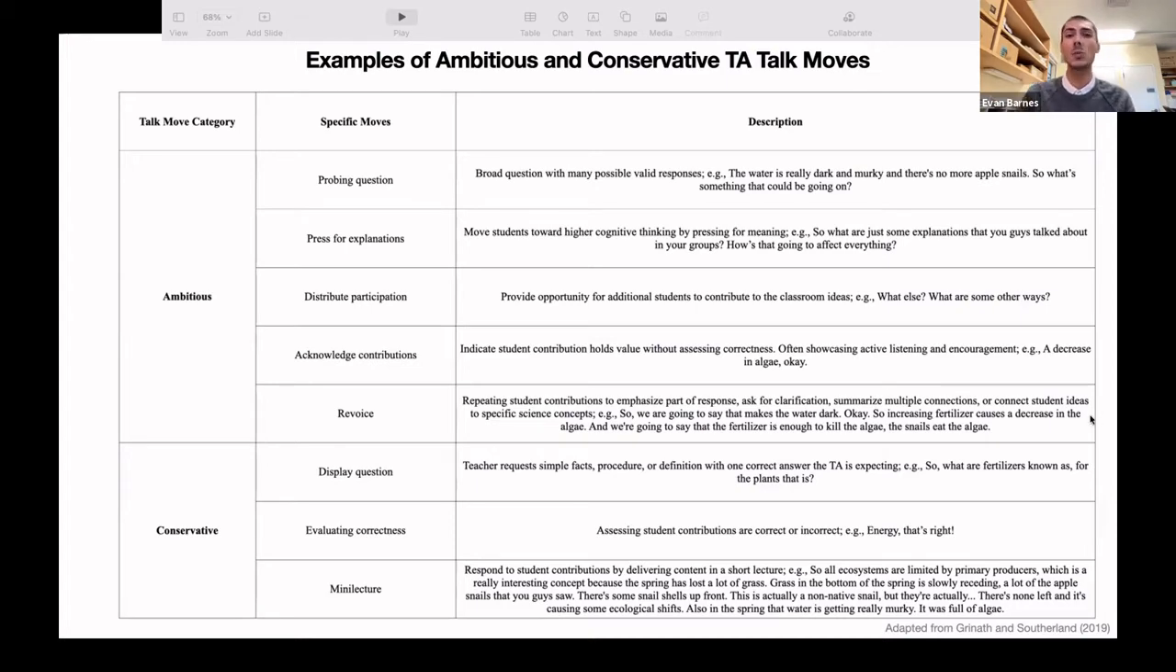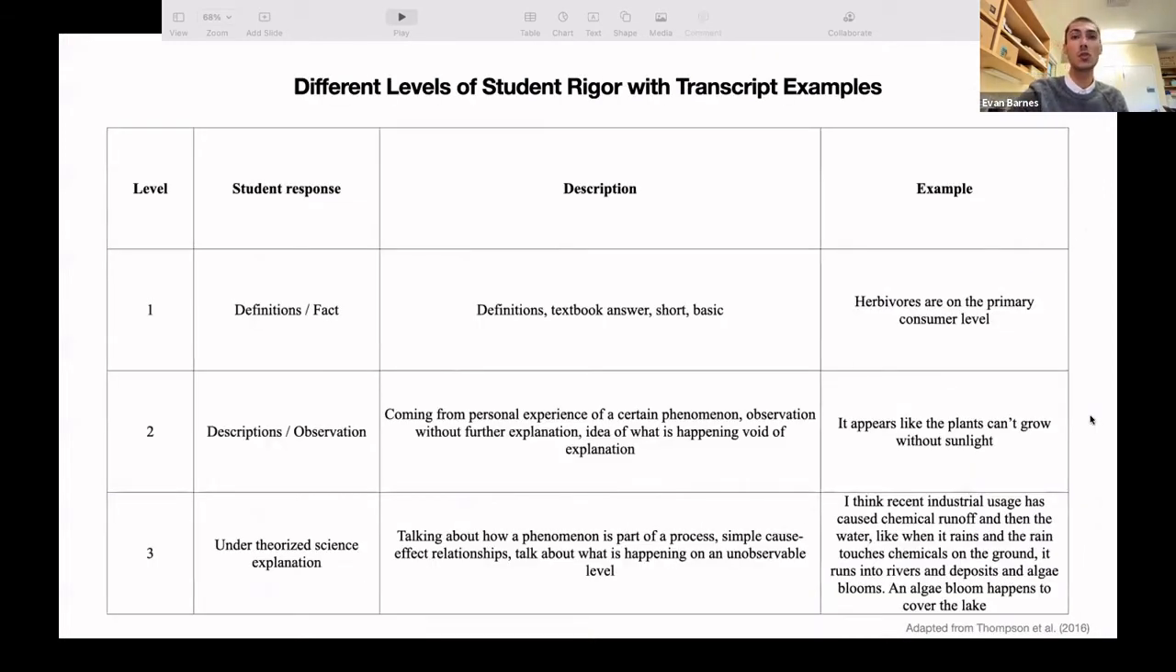So in addition to this, we also structured students' rigor with their explanations or what they were saying. Each student talk turn was analyzed using a framework, which we actually scaled from 0 to 4, but we didn't code any 0s or 4s. So I've just shown you 3 levels here.